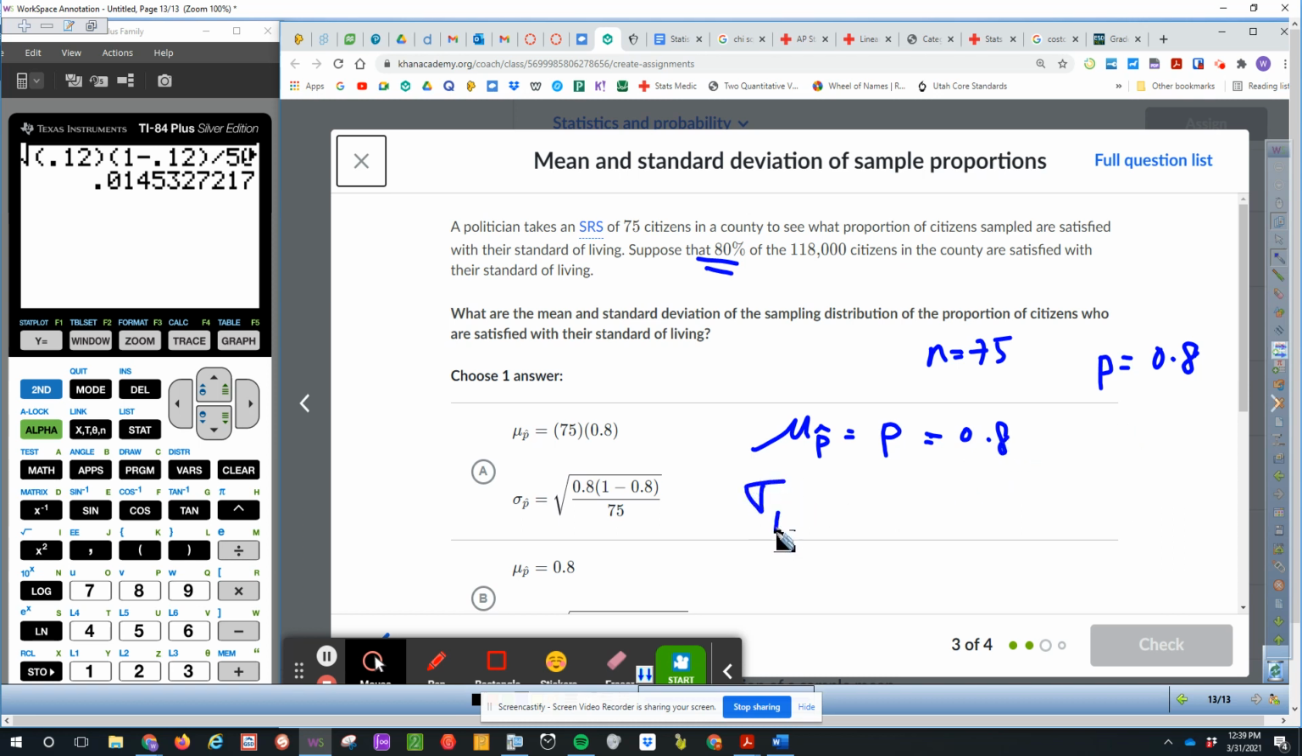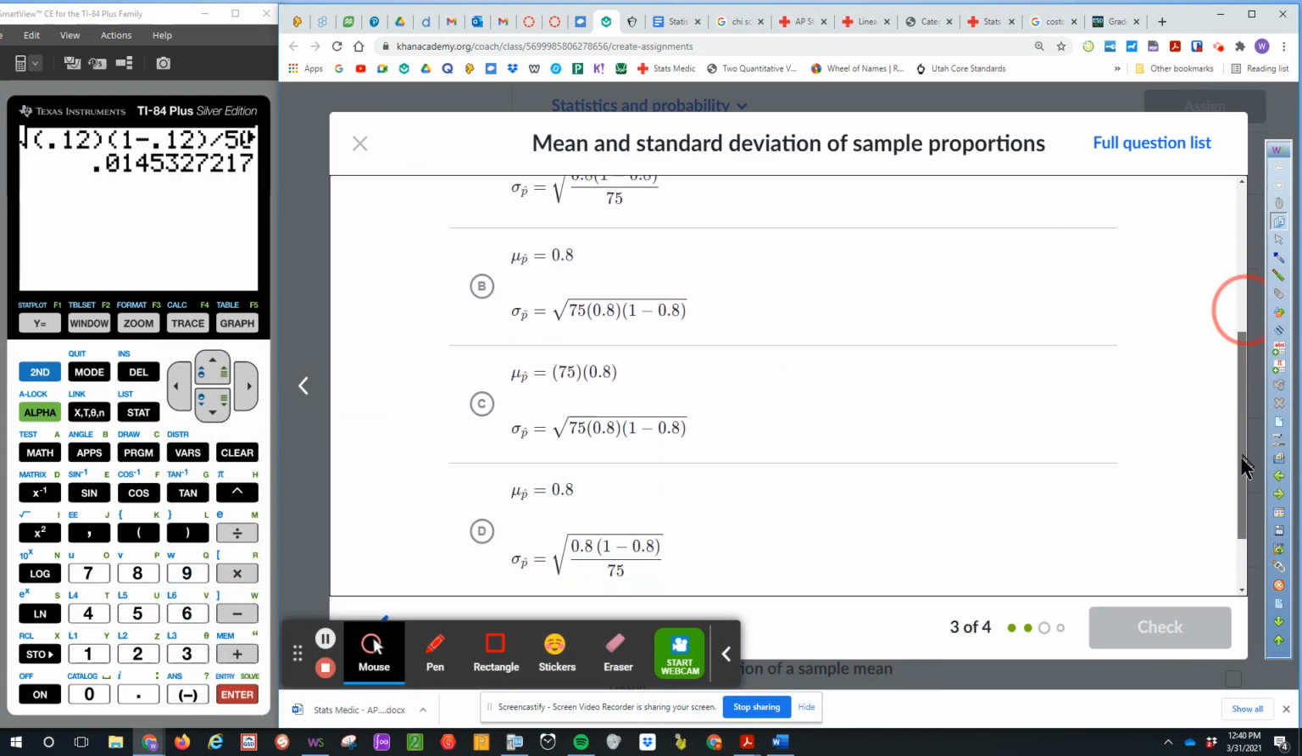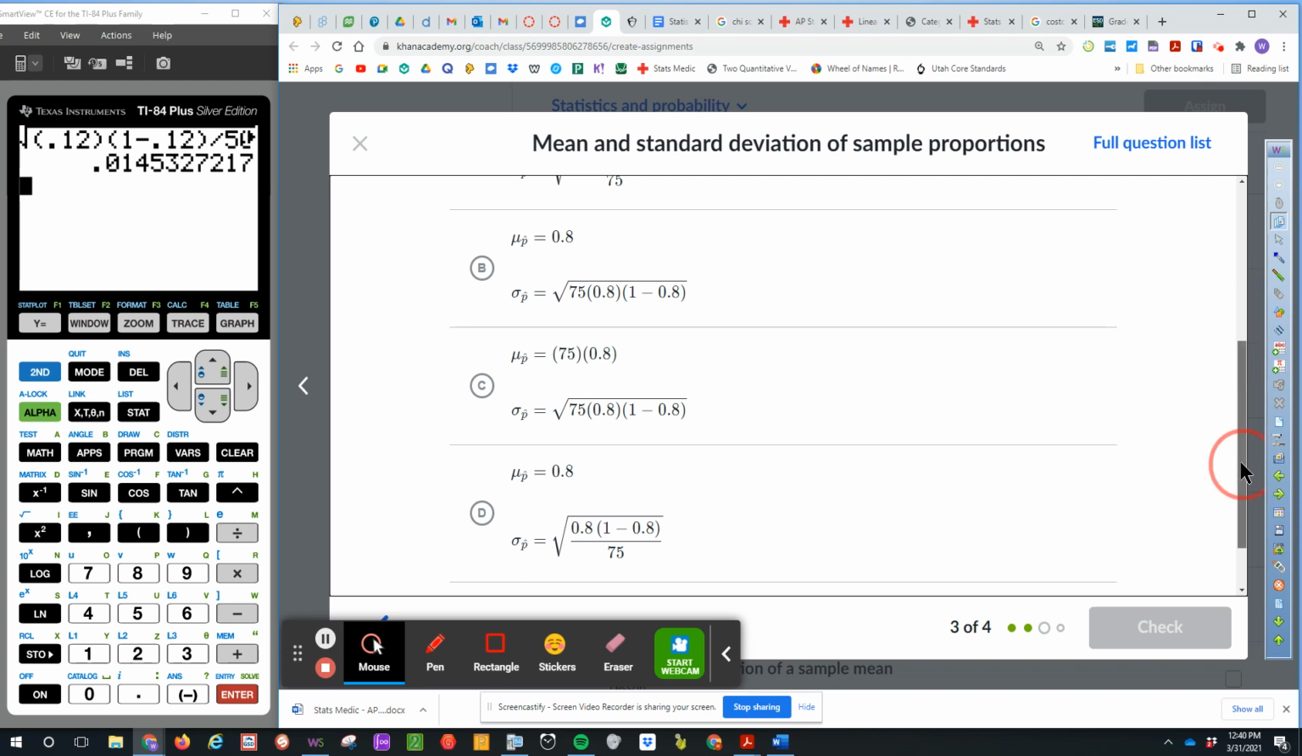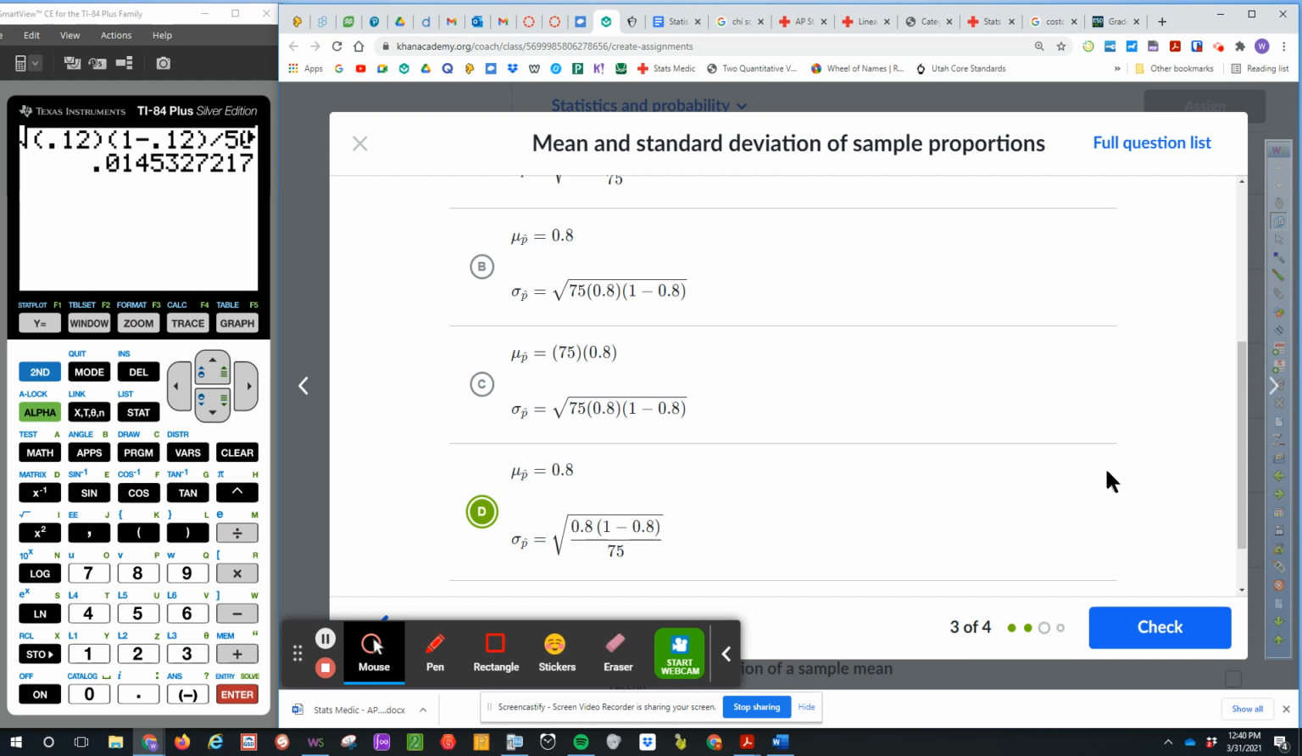And what is the standard deviation of the sampling distribution? We use this formula, with the actual P. So it's 0.8 times 1 minus 0.8, divided by, what's my n? 75. We don't really need to work it out, because we can just look at the options. You just have to know how to use the formula. And it seems like this is it: the mean of the sampling distribution is 0.8, and here we're using 0.8 times 1 minus 0.8 divided by 75.